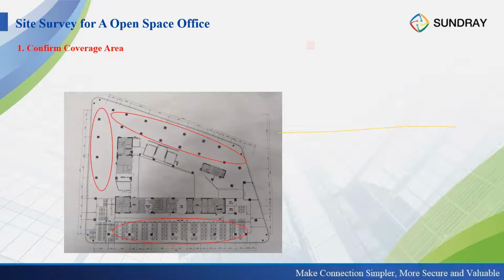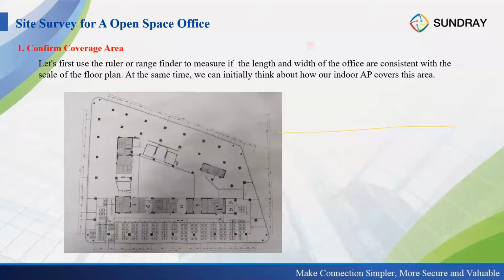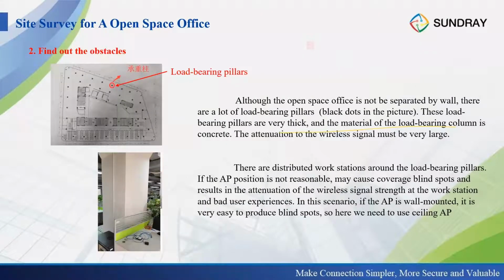We get this, for example, when we go to the client. They give us this circle, this floor plan. They tell us this place needs to be covered by the Wi-Fi. The width of this one is 7 meters, and the distance between the seats is 3 meters. We also need to find out the obstacles in this floor plan.